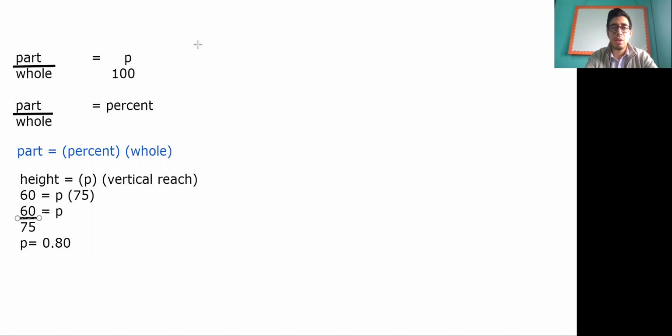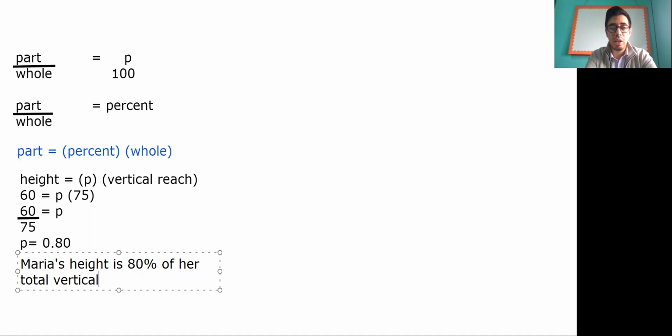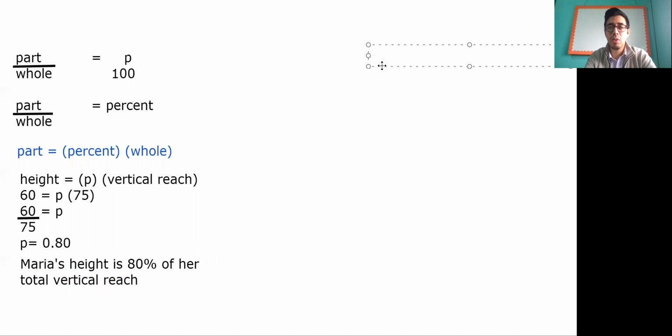We can write this if you want to. Maria's height is 80% of her total vertical reach. So this is decimal, and when you multiply by 100, you obtain 80% of her total vertical reach. So this is for example 1. Now, if you want, we can continue with example 2.